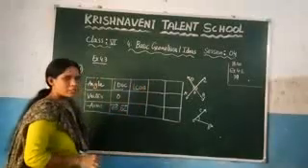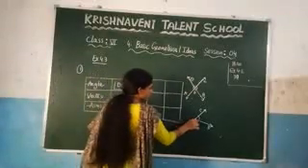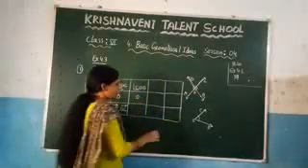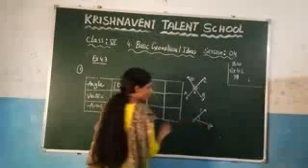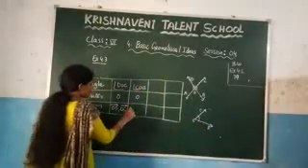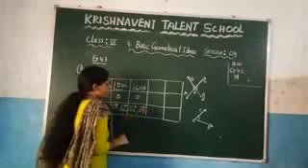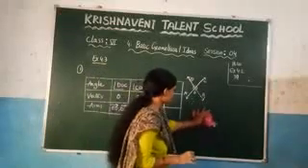In that, what is the common vertex? The intersection point, which is nothing but O, and the rays here are OC and OB. So write it here. What are those rays? OC and OB. Now see the next one.